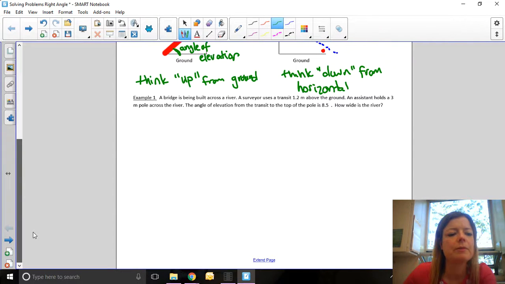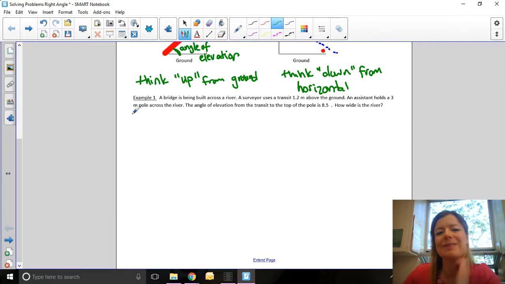Okay, so now that we know those definitions, we can go through and do some examples. So a bridge is being built across a river. A surveyor uses a 1.2 meter transit above the ground. An assistant holds a 3-meter pole across the river. The angle of elevation from the transit to the top of the pole is 8.5 degrees. How wide is the river?